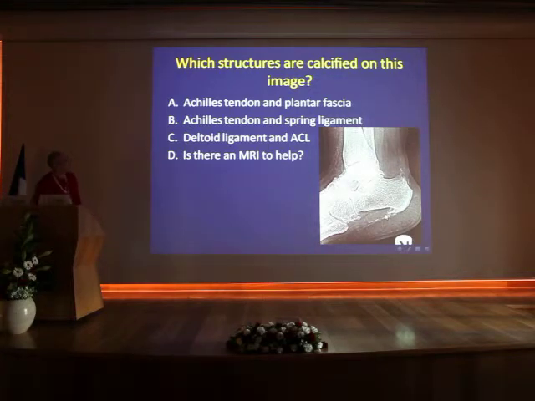What structures are calcified in this image? Easy for radiologists, should be. It is the Achilles tendon and plantar fascia, Achilles tendon and spring ligament, deltoid, ACL. Is that right? No.